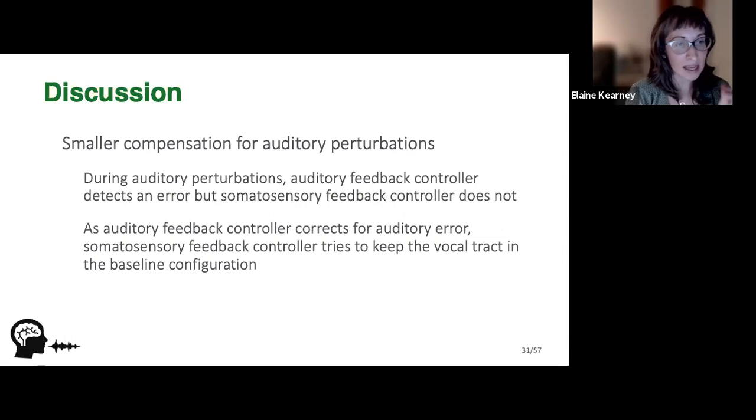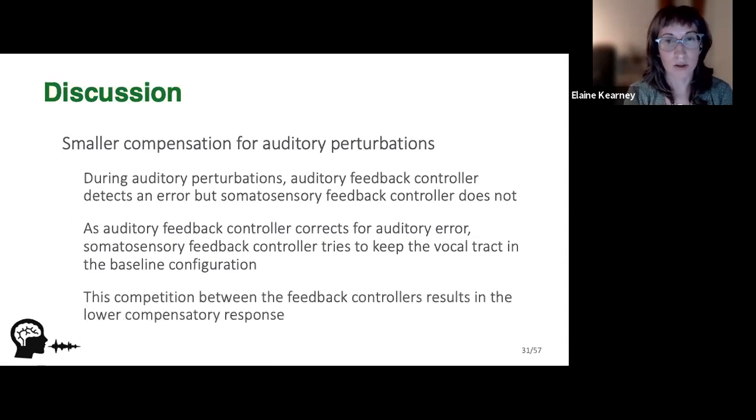So I guess maybe just to put that in another way, the auditory feedback controller is correcting for the error. The somatosensory feedback controller is trying to keep the vocal tract in that baseline configuration. And so really it's this competition, or the push-pull between the 2 feedback controllers, that is potentially resulting in the lower compensatory response in this auditory perturbation condition.